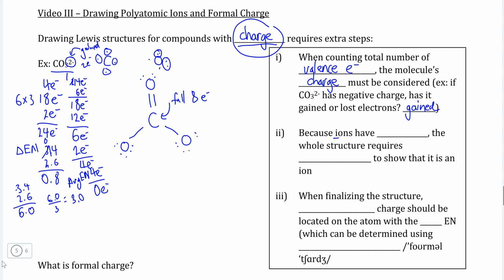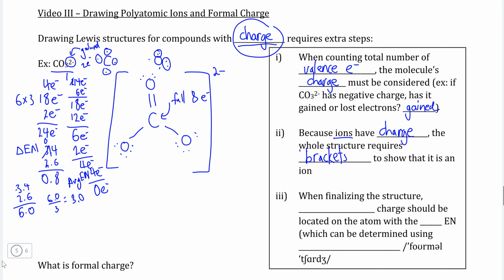Now, here is where we factor in the fact that we're drawing an ion. So because ions have charge, we would actually need to show that this molecule has charge, meaning that we need to add square brackets the same way that we would when we were drawing an ionic compound, only because the -2 charge applies to the whole structure. We would put the brackets around like this, and then just put the charge of -2 up here, and that would be our complete structure.